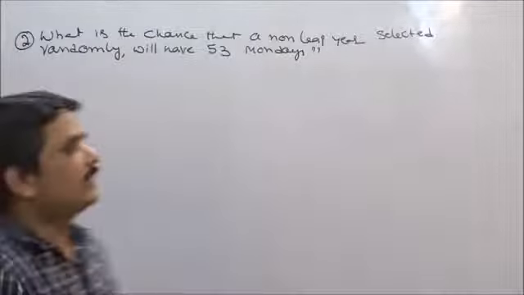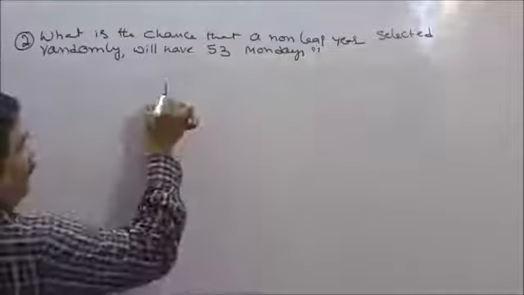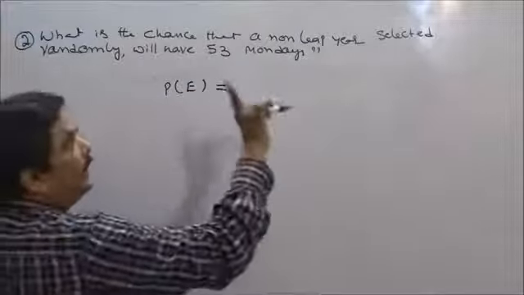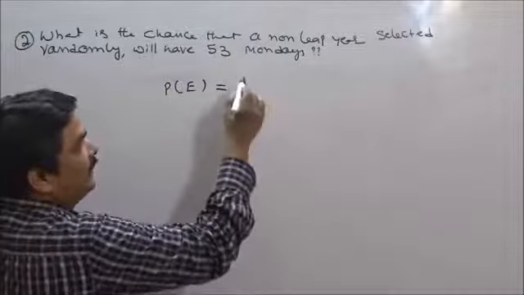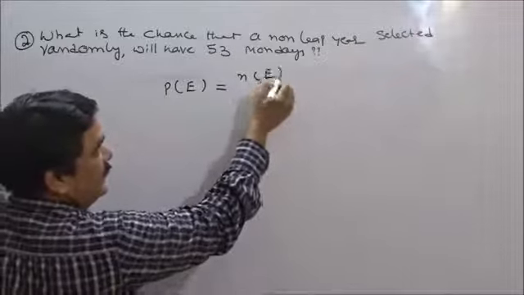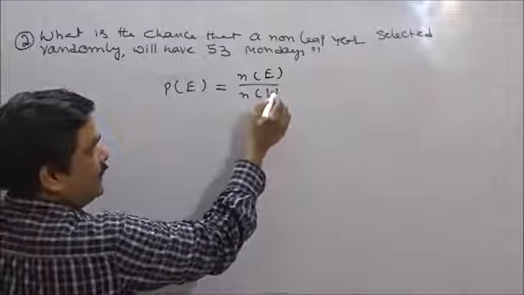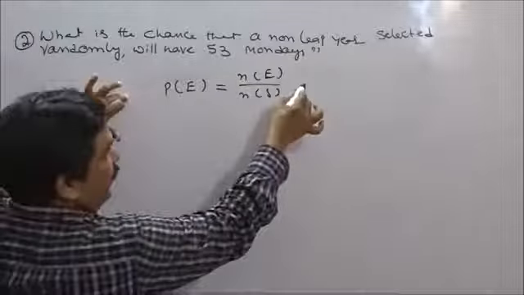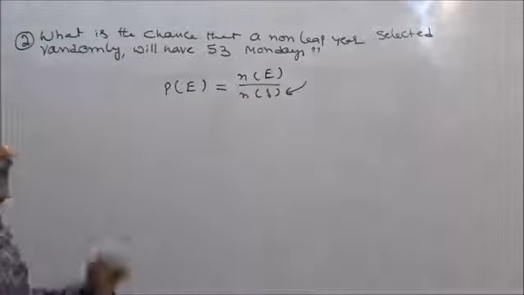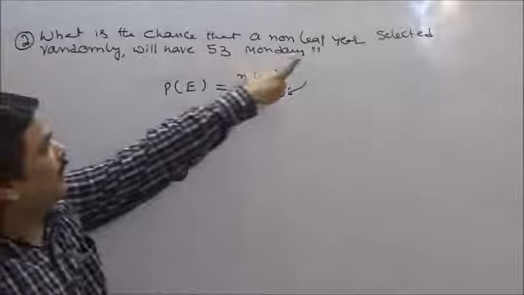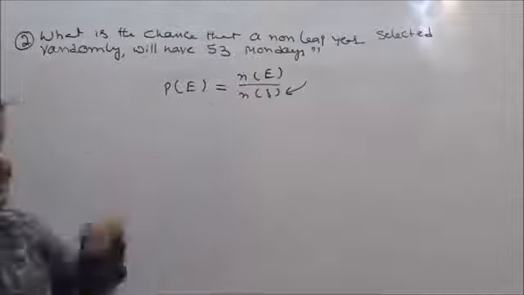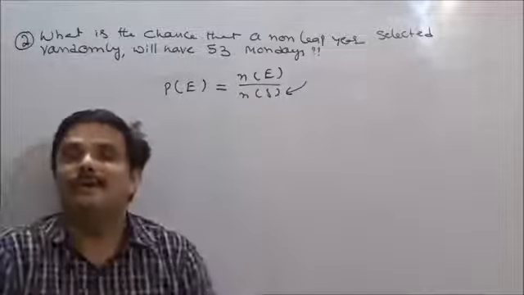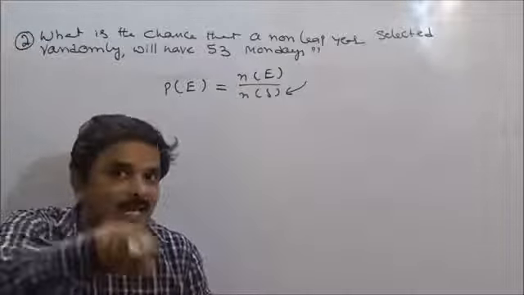Now we see, students, probability of first of all is equal to number of desired events divided by sample space. First you need to focus on the sample space. What is the chance that a non-leap year selected randomly will have 53 Mondays? Now choose one non-leap year having 53 Mondays.